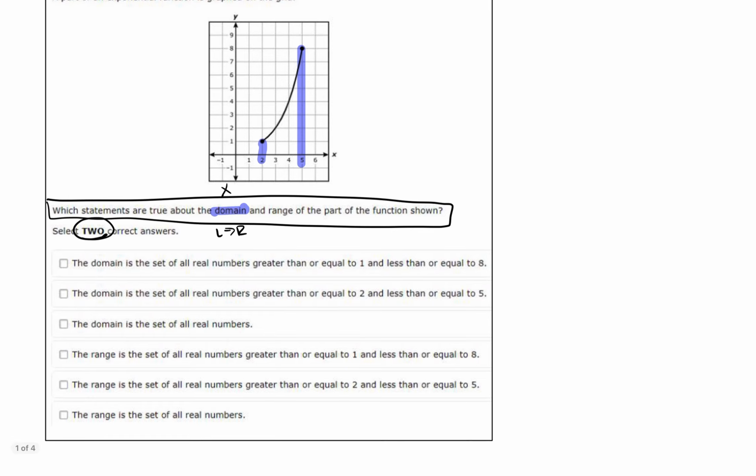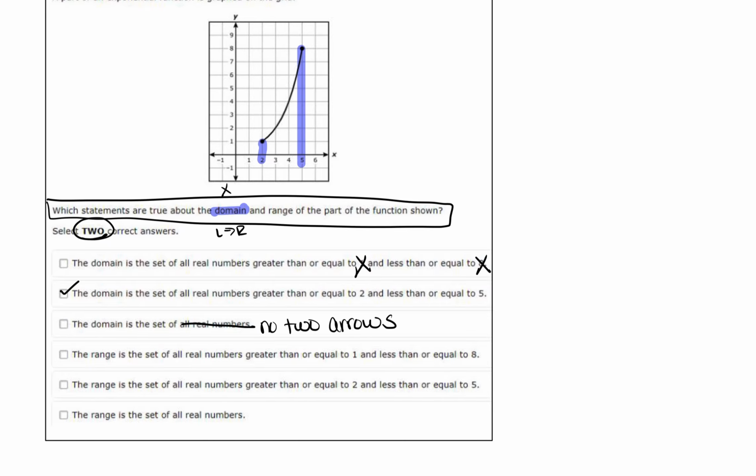On my first one, it is not correct because my points are not 1 and 8. The second one is correct. It is not all real numbers because the only time it's all real numbers is when there are 2 arrows. So no 2 arrows.